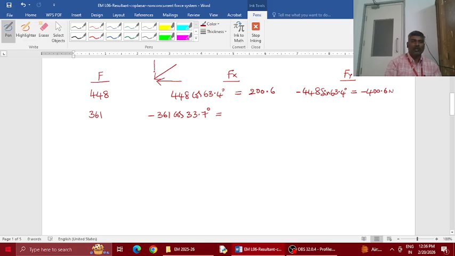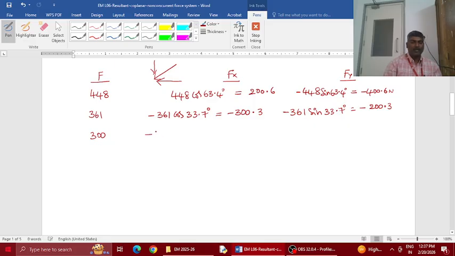And y component will be towards negative y-axis, pointing towards negative. So both are negative components. Okay. So it is minus 300.3 Newton. Similarly, y component I write minus 361 sine 33.7 degree, which works out to minus 200.3 Newton.